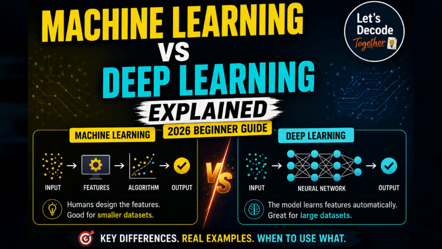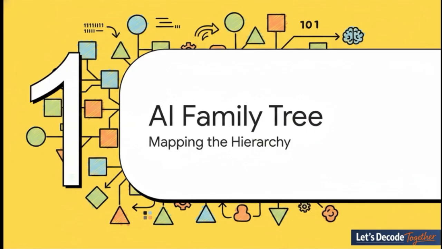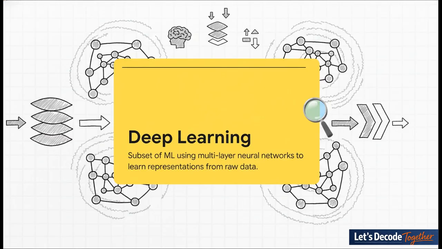Okay, let's dive into this. First things first, let's get our definition straight. Deep learning is not magic, okay? It is simply a very specific subfield of machine learning. It's characterized by its use of multi-layer, or deep, neural networks that automatically learn hierarchical representations from raw data. That's a mouthful, but really, the word deep just refers to the number of hidden layers in the network. It usually means anything more than two.